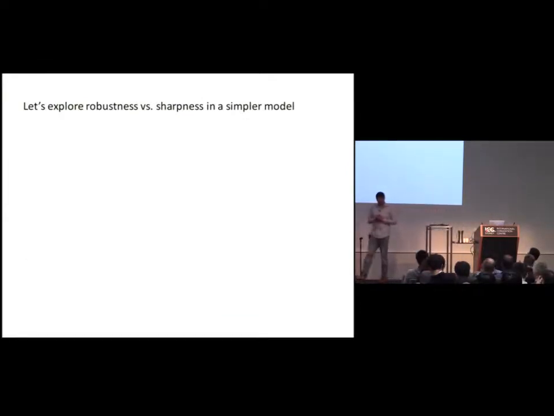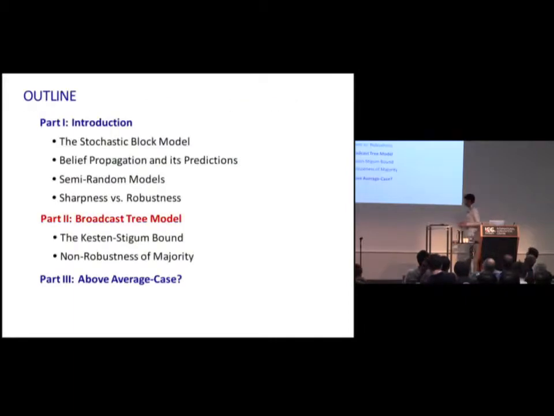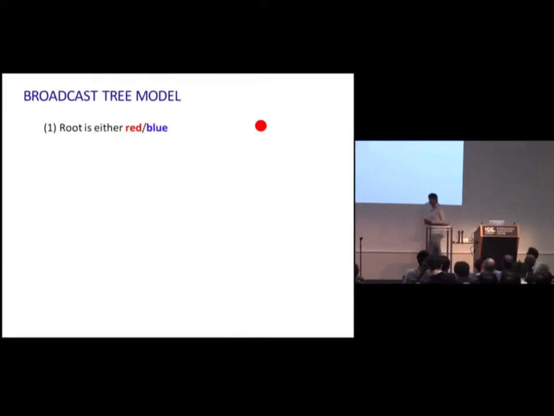Before we even get to community detection, I want to explain some of the intuition about why there ought to be this kind of tension between sharpness and robustness. So let's work with an even simpler model, which is a precursor in a lot of senses to the stochastic block model. It's a model on trees, which actually has its origins in population genetics. It's called the broadcast tree model. It actually has the distinction of being maybe the first model in this vein with a really sharp threshold. I'll tell you about the model and that sharp threshold.